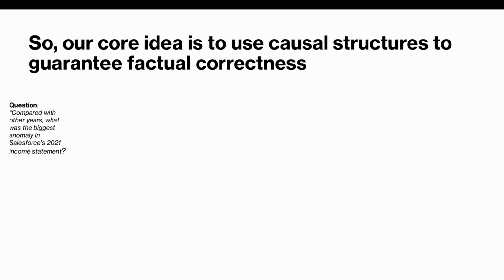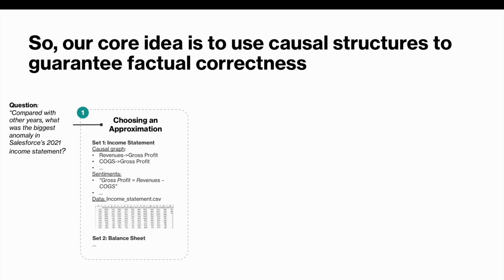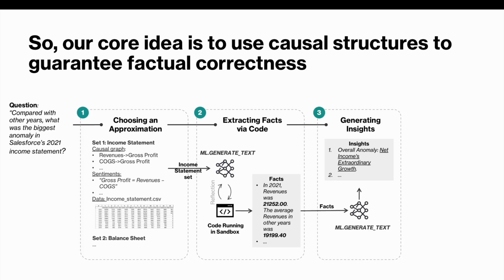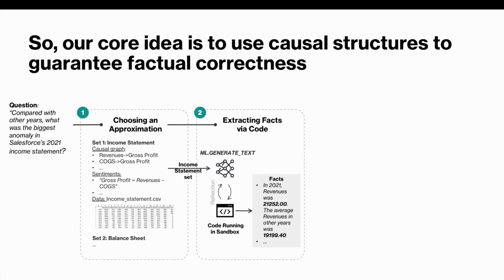It follows 4 steps. First, building an approximation. We abstract 10K reports into an approximation that captures their core business logic and key data with causal graphs, sentiment relationships, and selected financial figures. Secondly, fact extraction via code generation. When a user submits a query, the agent leverages this approximation to generate executable code. The code is run in a local environment to extract and distill the precise business facts needed for analysis.